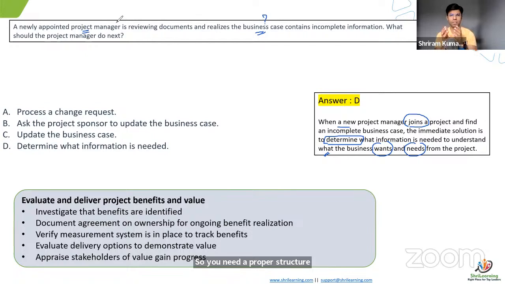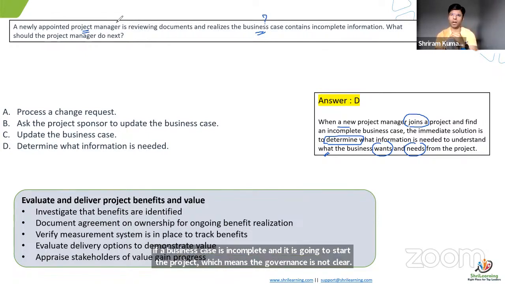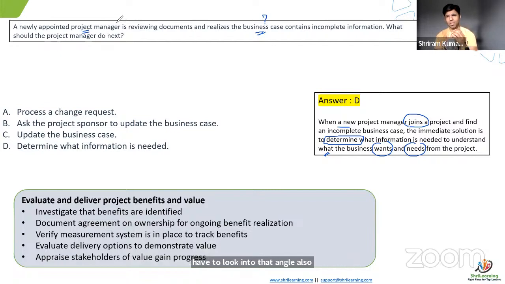So if a business case is incomplete and the project is going to start, it means the governance is not clear. Tick, tick, tick, tick, it's not clear. So we have to look into that angle also. But Shri, for a one-line question, we have to think this much? Since we are talking about the whole subject today, I'm bringing it out. But not all of it will you think of at the same time. But if you're a smart person reading the books, you have to think in these directions also. So chances are you may start seeing a better view in the exam hall.